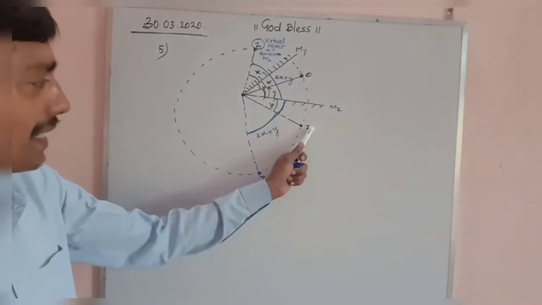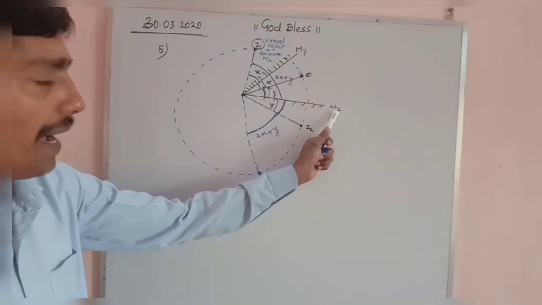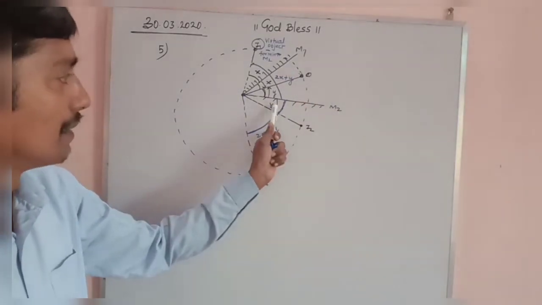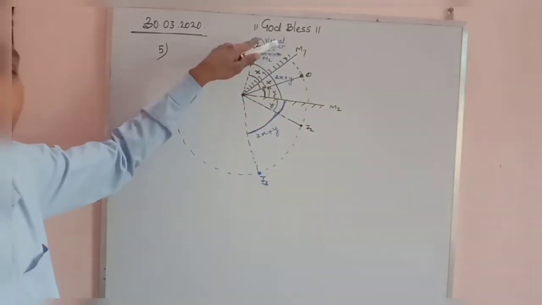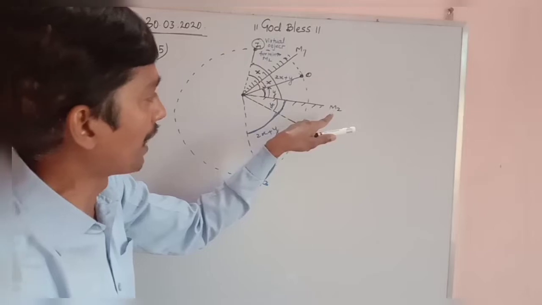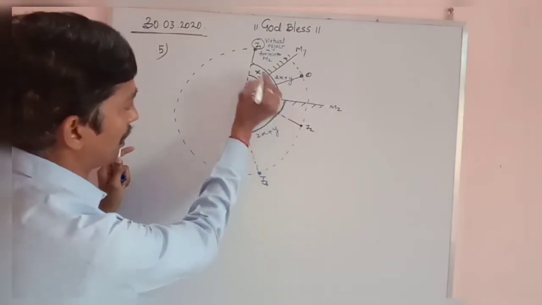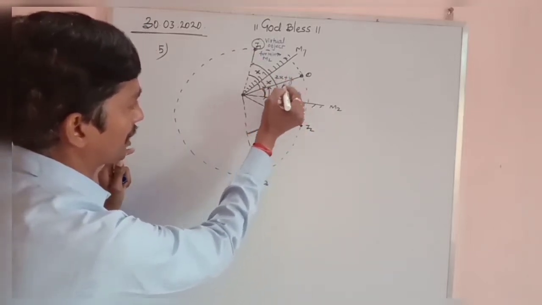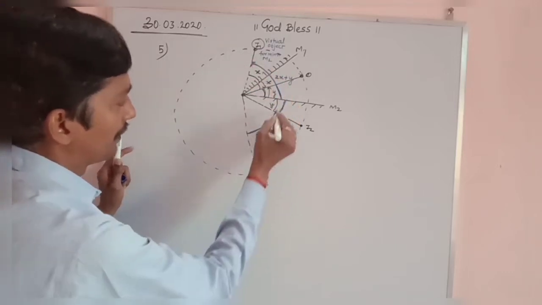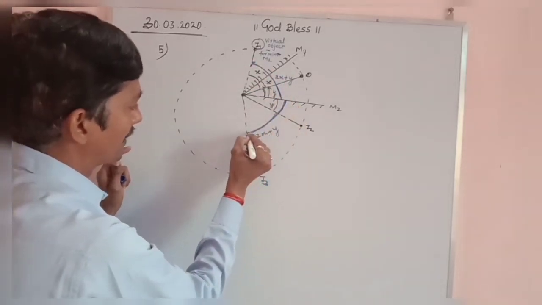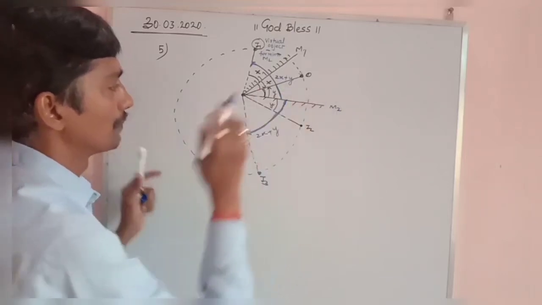So the first image I got due to object O by M2 is at y. But the second image is for the object I1, which is the virtual object for M2, and this virtual object is at 2x plus y from M2. So at 2x plus y, I will get the image from M2.